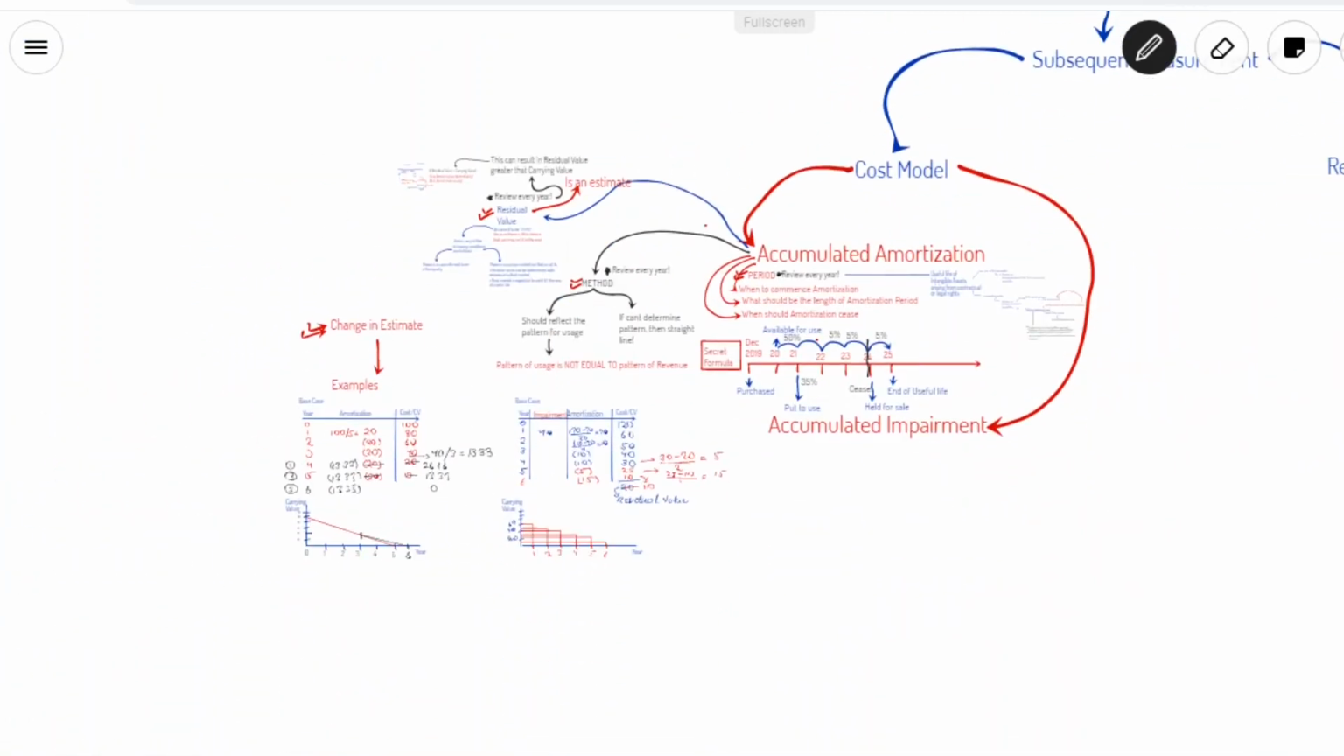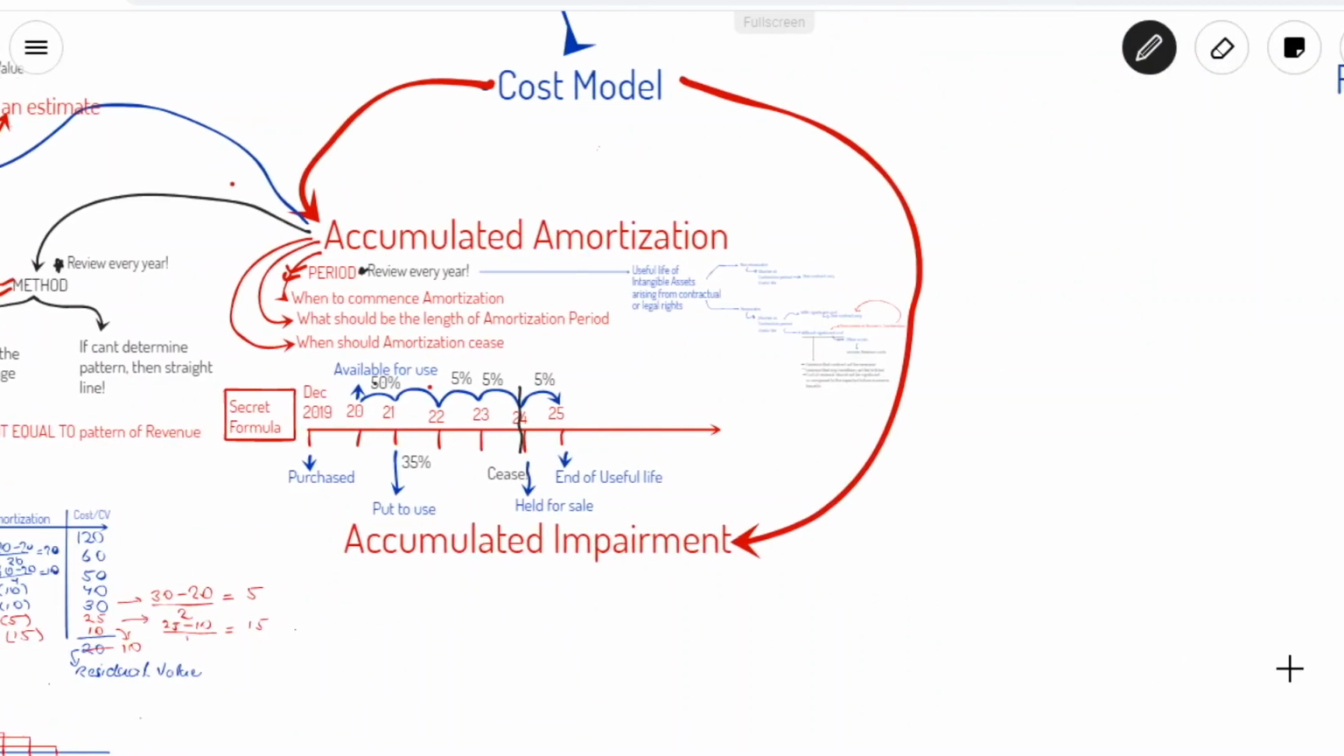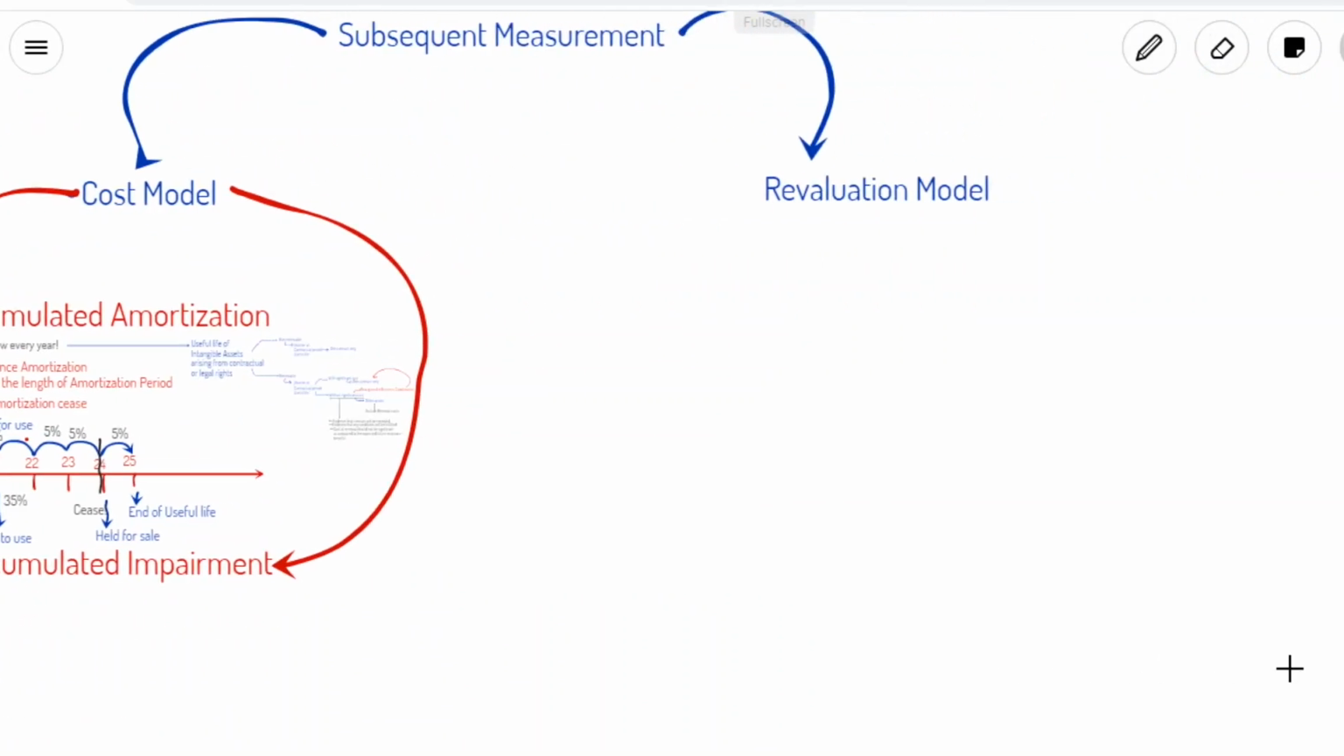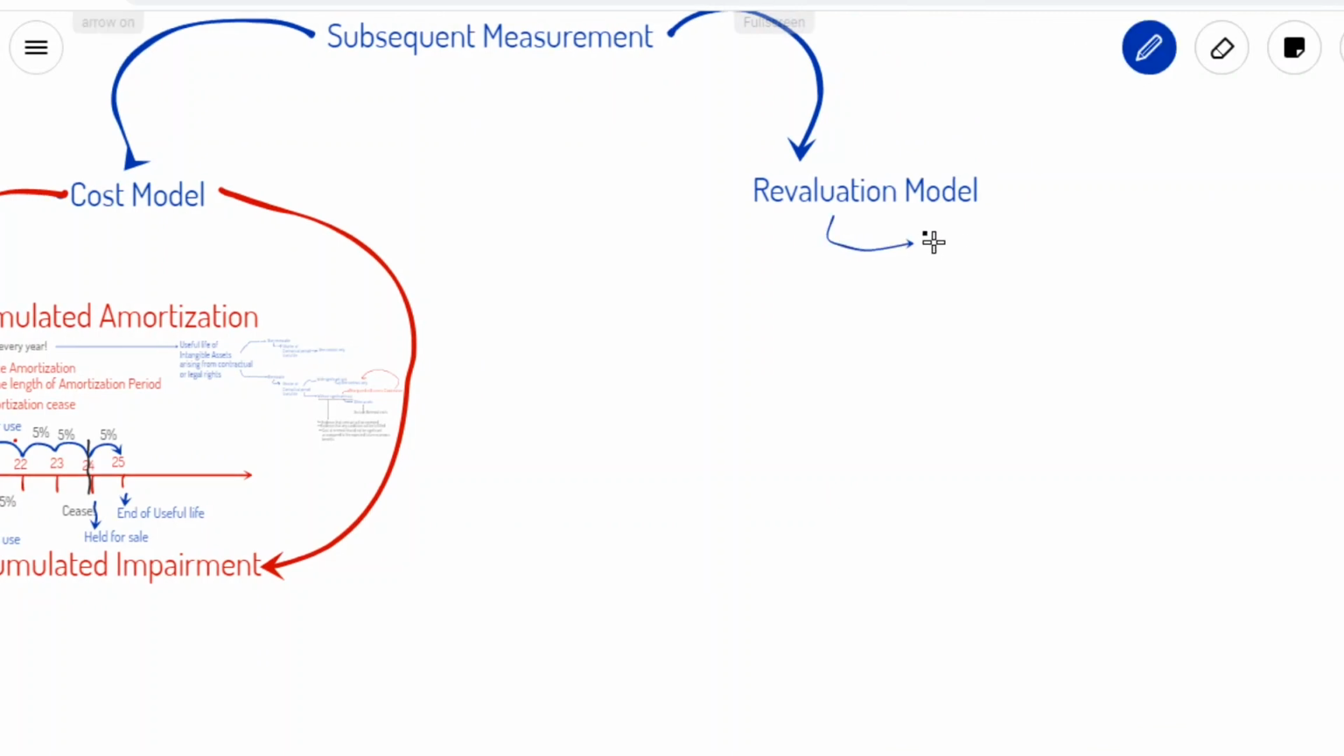Now, in addition to the cost model, we can also carry our intangible assets on the revaluation model. And as the name suggests, revaluation model is where we have to carry our assets on its fair value, less accumulated impairment losses, and less accumulated amortization. Which means that frequently we have to revalue an asset to move its carrying value closer to its fair value. So first of all, which of the assets should be fair valued? Which of the assets can be actually accounted for on the revaluation model?